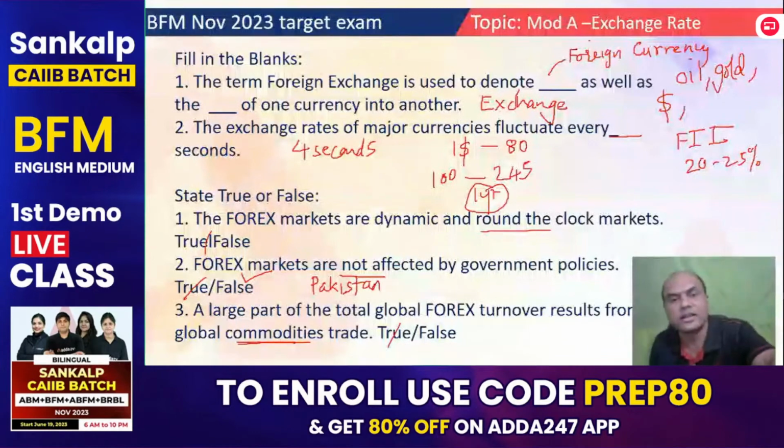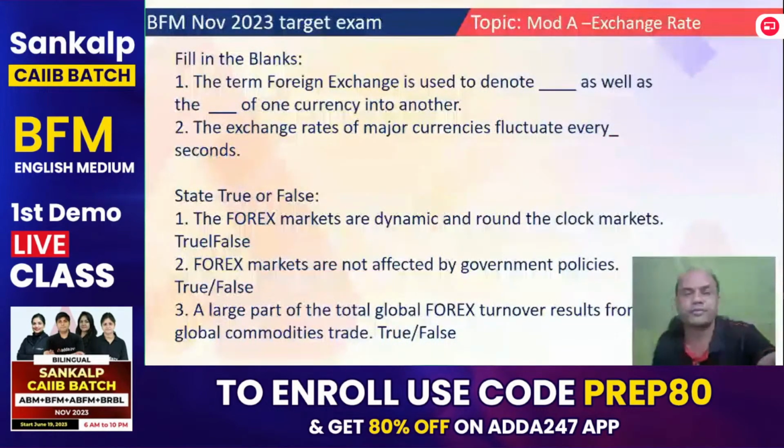Now let me remove the answers which I have over here. Hold on. So, the exchange rates of major currencies fluctuate every dash seconds. The answer here is 4 seconds. Remember this, okay? Now, state true or false. This is what you have to answer.